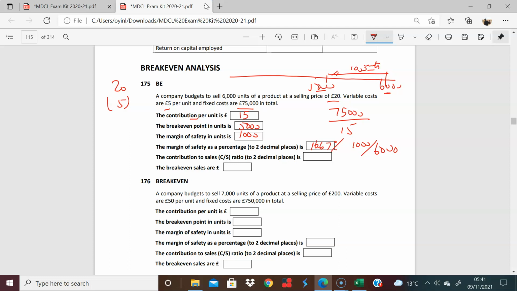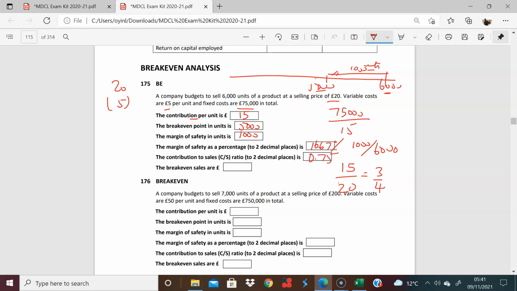So your contribution to sales ratio is literally your contribution, which is 15, as a percentage of your revenue, which is 20. Right, and that's kind of the point. So this is, I guess, 3 over 4, isn't it? And this is equal to 0.75.